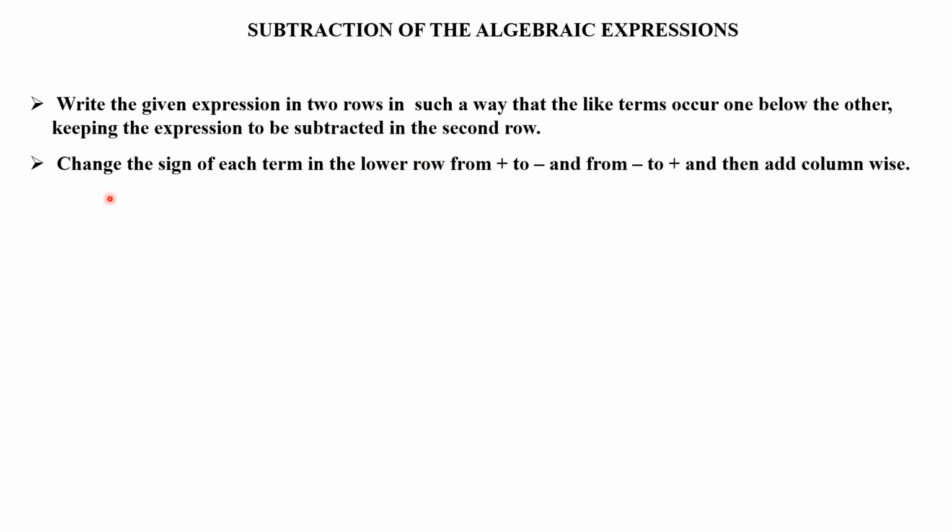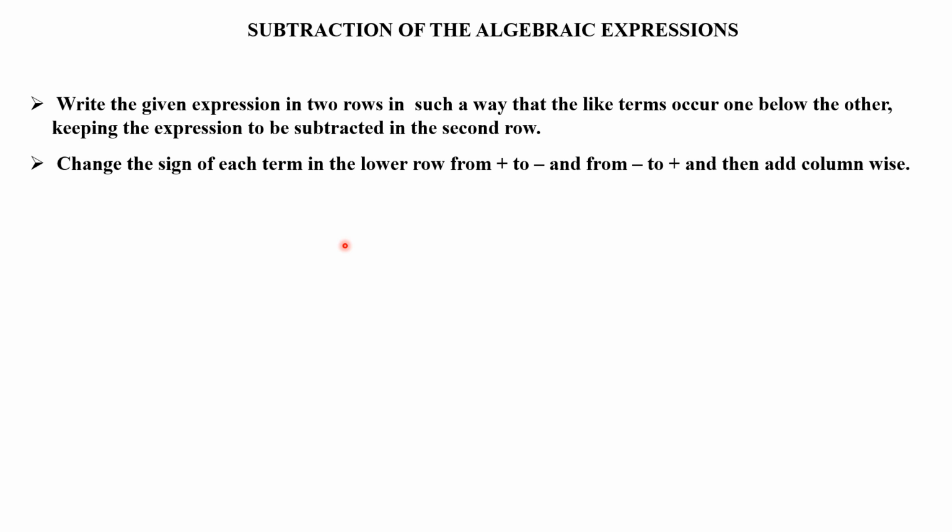Okay. Then you have to change the sign of each term in the lower row. Now the meaning for this is if the term, suppose first term is having plus sign, that plus sign you have to change to minus, and if any term is having minus sign, you have to change it to plus, and then you have to add column wise. So this rule is for the column method, but you can subtract using row method also.